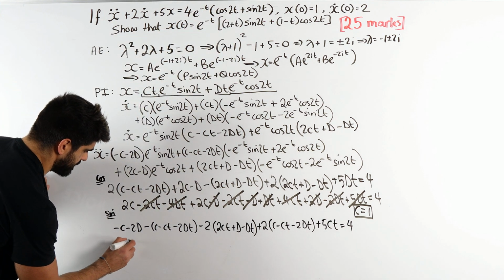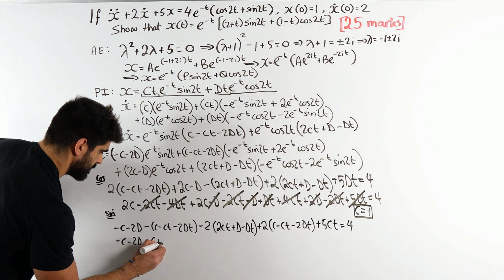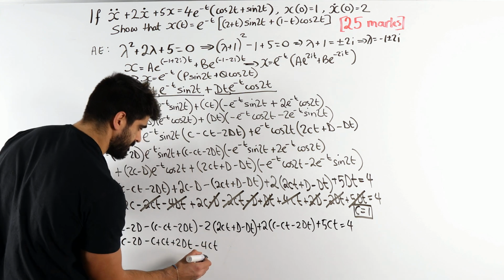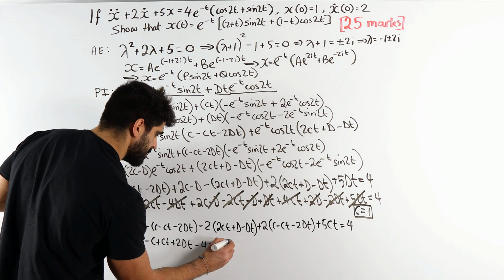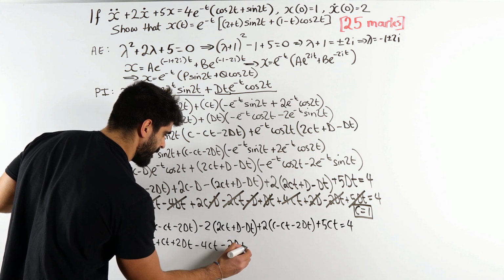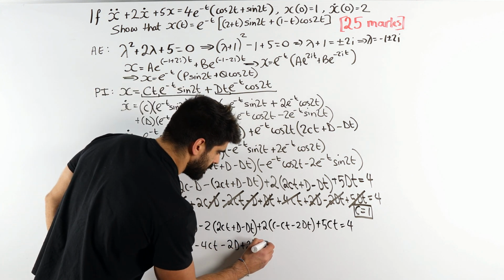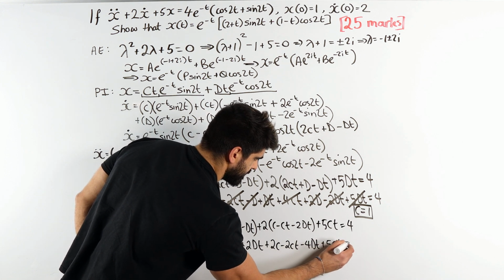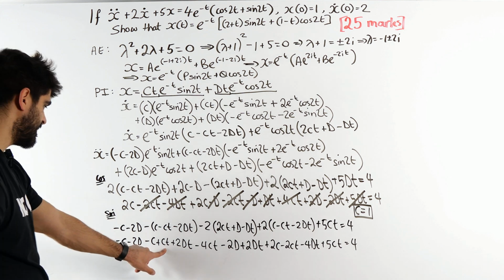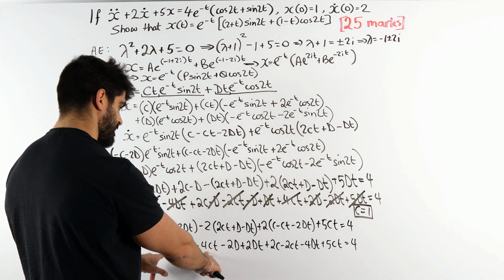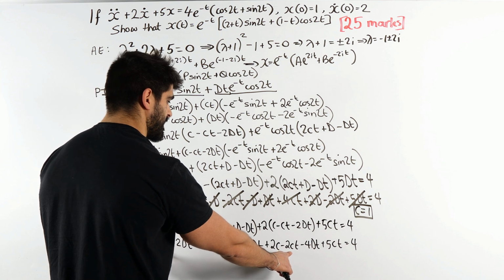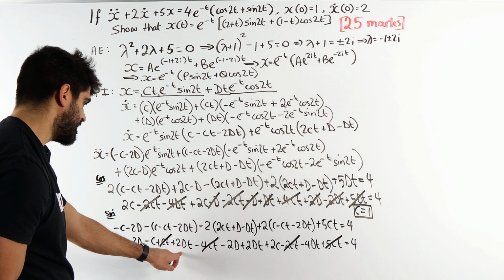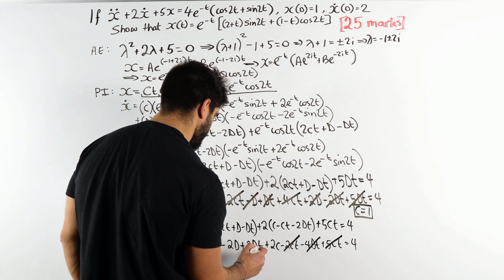Right, let's expand. Minus c minus 2d minus c plus ct plus 2dt minus 4ct minus 4ct minus 2d plus 2dt plus 2c minus 2ct minus 4dt plus 5ct is 4. Ct minus 4ct is minus 3ct. Minus 3ct minus 2ct is minus 5ct plus 5ct goes. 2dt plus 2dt is 4dt minus 4dt. Beautiful.